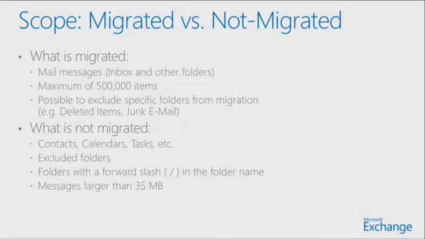What is not migrated? Contacts, calendars, tasks. Excluded folders: folders with a / in the folder name. And messages larger than 35 megabytes. All right, so that's what's not migrated.